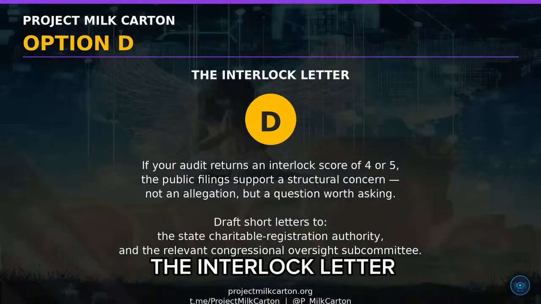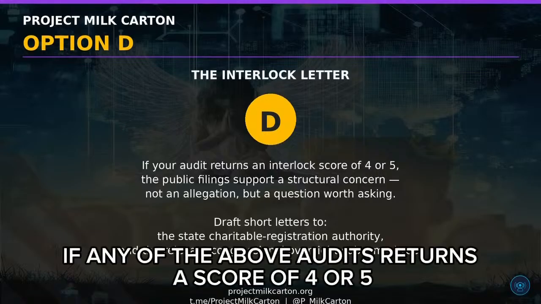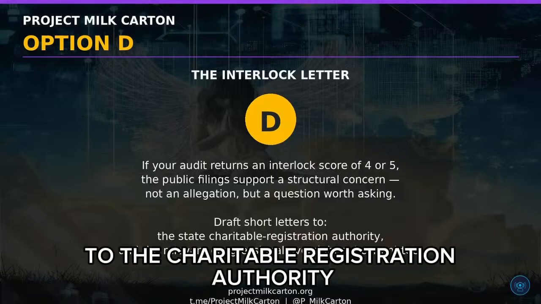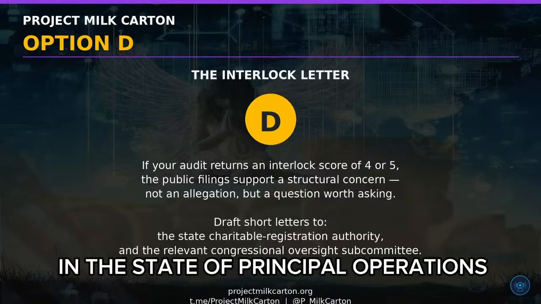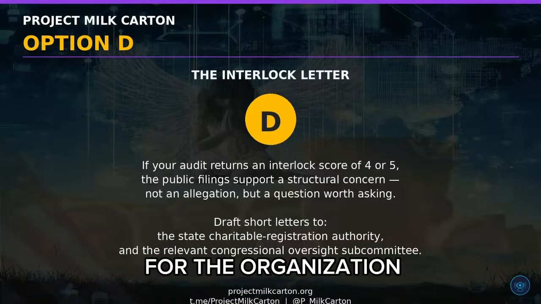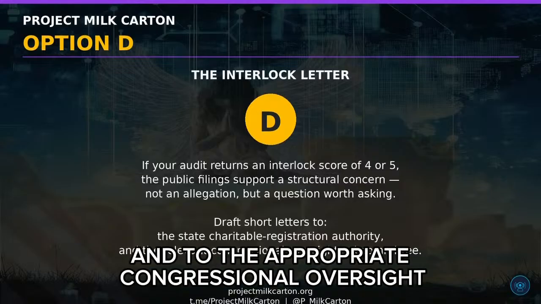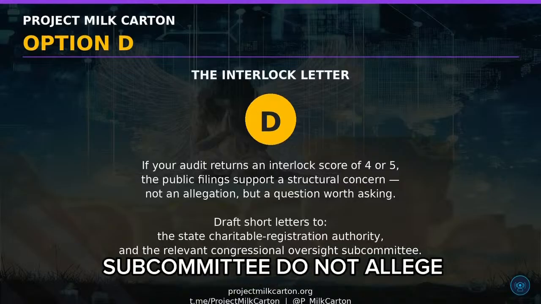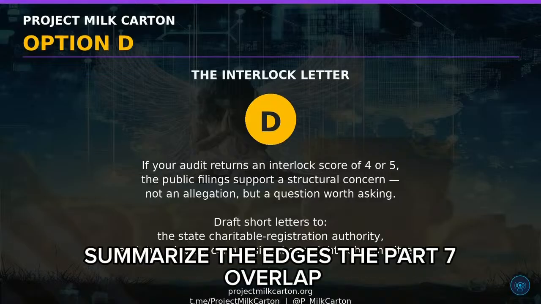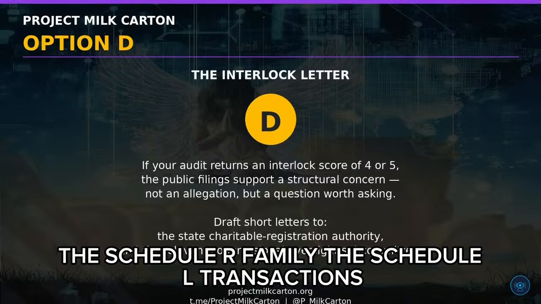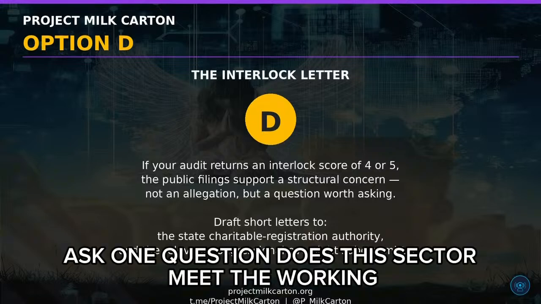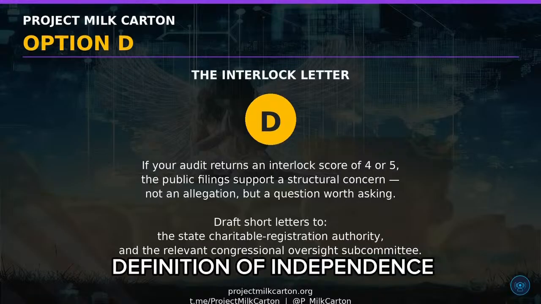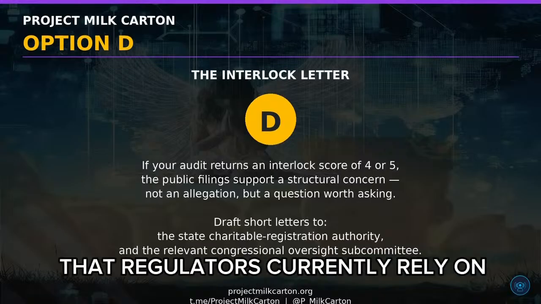Option D. The Interlock Letter. If any of the above audits returns a score of 4 or 5, draft a short letter to the Charitable Registration Authority in the State of Principal Operations for the organization, and to the appropriate Congressional Oversight Subcommittee. Do not allege. Summarize the edges. The Part 7 overlap. The Schedule R family. The Schedule L transactions. Ask one question. Does this sector meet the working definition of independence that regulators currently rely on?